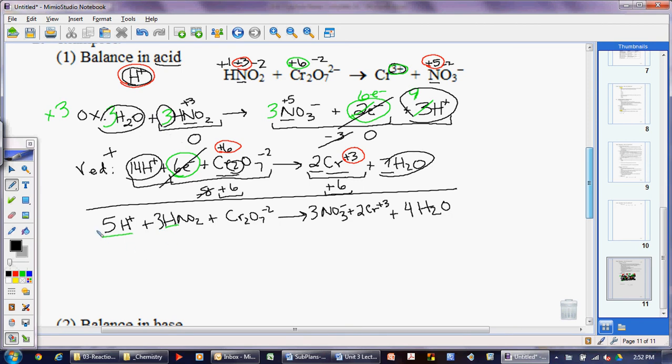There we go. So I have 5 H's plus 3 H's. That's 8 H's on the left. I've got 8 H's on the right. I've got 3 N's on the left. I've got 3 N's on the right. I've got 2 chromiums, and then the O's: I've got 6 from the HNO2, plus 7 makes 13 O's. I've got 9 and 4, that's 13 O's. So there's my balanced reaction.